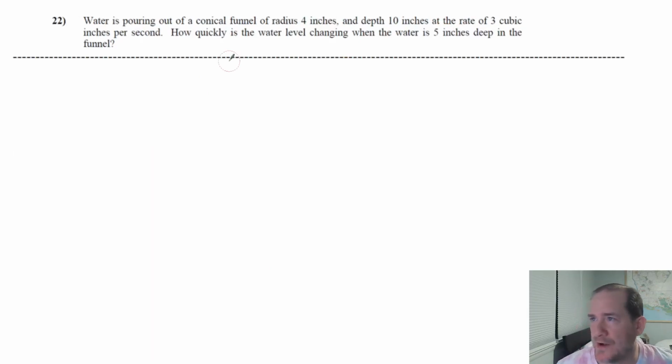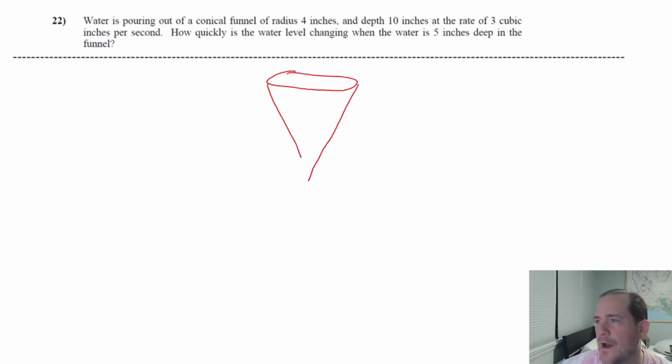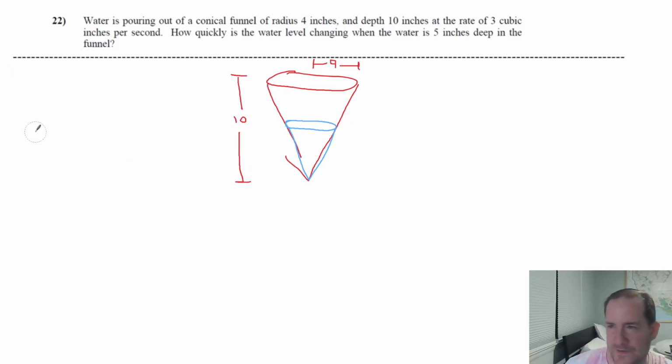22. Water is pouring out of a conical funnel of radius 4 and depth 10 at the rate of 3 cubic inches per second. How quickly is the water level changing when the water is 5 inches deep in the funnel? Okay, this is the same old stuff. Again, we've got this funnel, but we're more concerned about the water in the funnel, which means that the only reason they told us that the funnel had a radius of 4 and a depth of 10 was so that we could establish that ratio and substitute in for the h and the r.